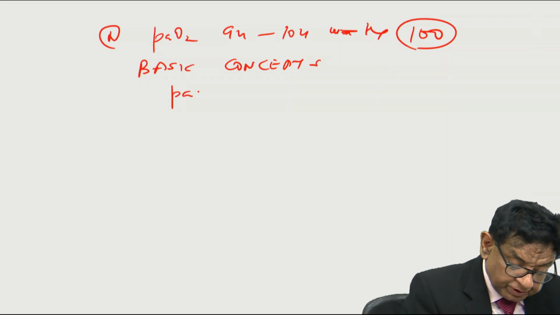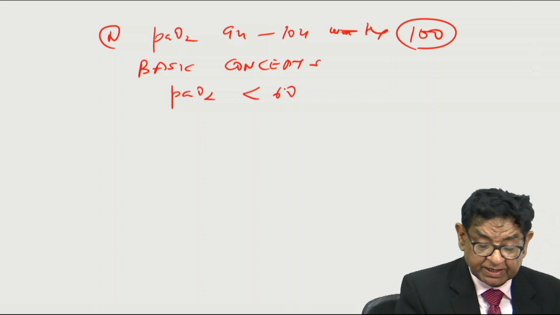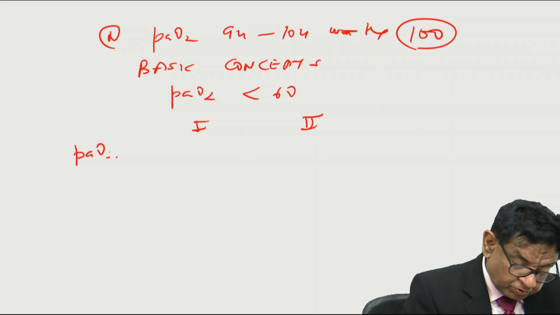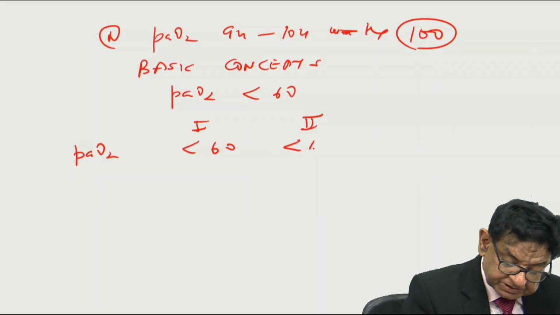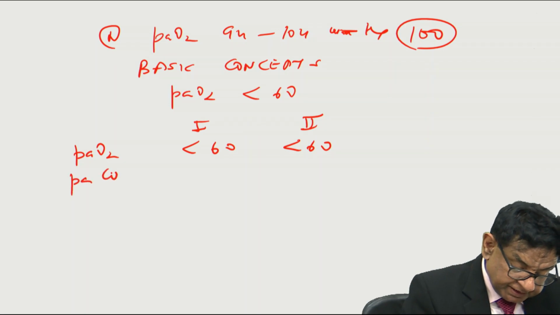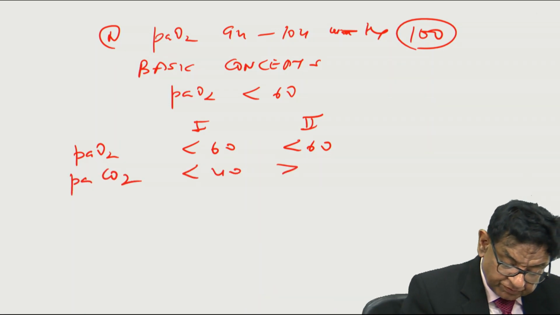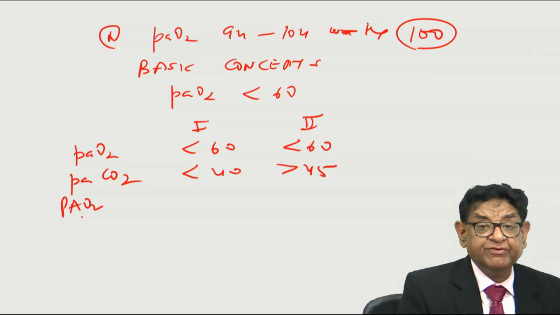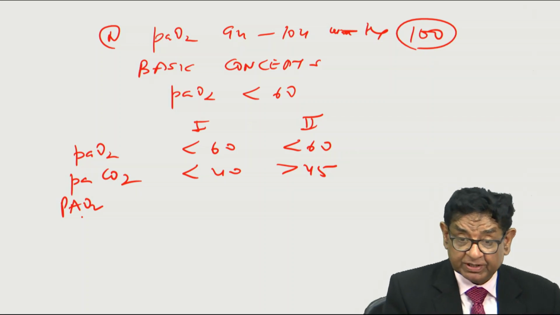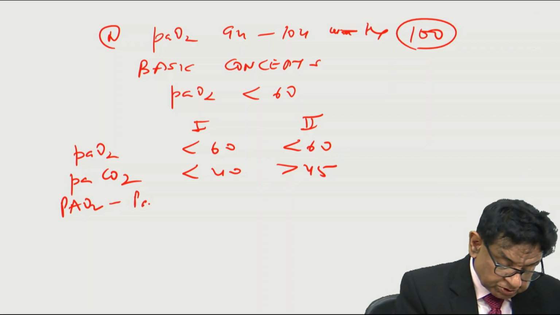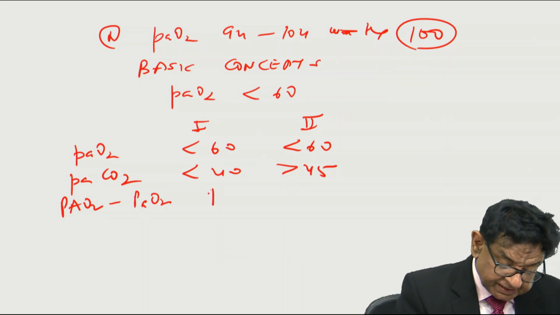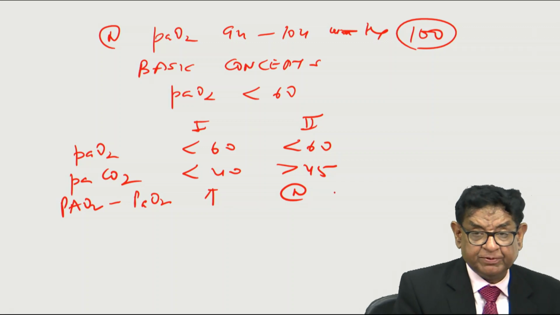Whenever PaO2 is below 60, we call it respiratory failure. We have type 1 and type 2. PaO2 is less than 60 in both. PaCO2 is less than 40 in type 1, and more than 45 in type 2. In the A-a gradient, capital A is for alveolus and small a is for arteriole. This gradient is increased in type 1 and normal in type 2.